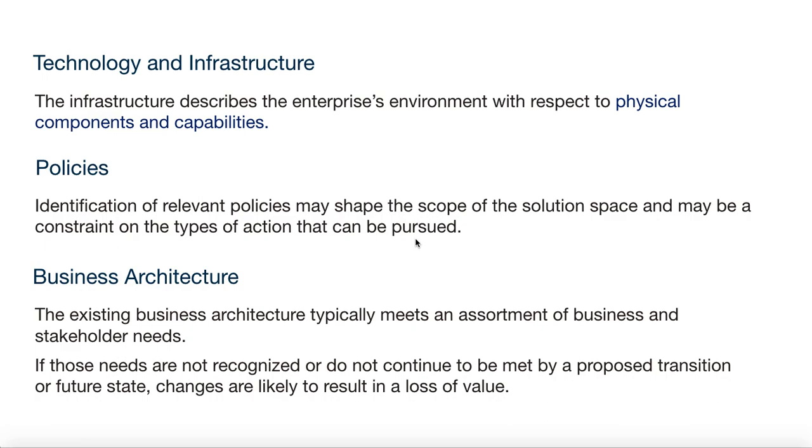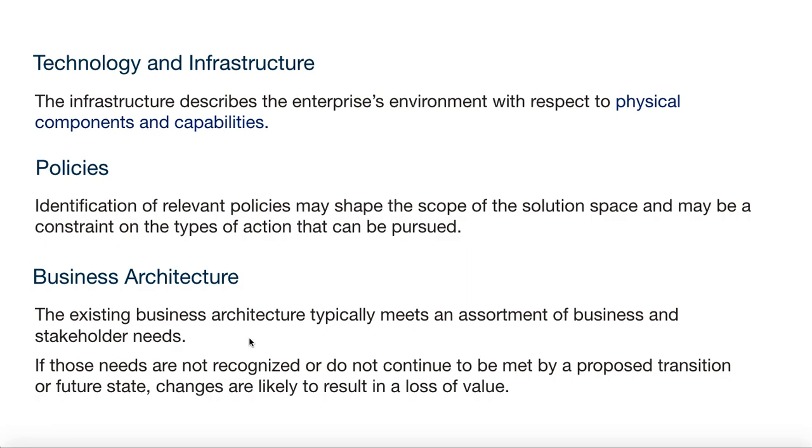Based on that, you would be able to analyze the current state and what could be the possible solutions as well. The next one is the business architecture. The existing business architecture for every enterprise typically needs a consortment, which is nothing but a collection of business and stakeholder needs. Put together, you have a business architecture.